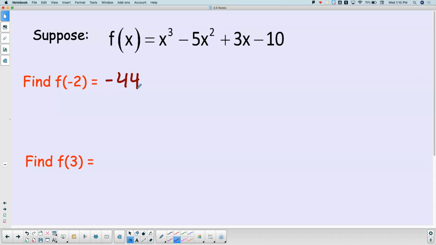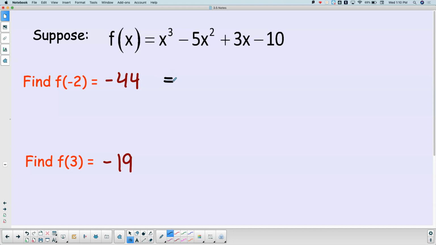Okay. F of 3. What do we get for f of 3? Carter, what'd you get? Negative 19. Anybody else get negative 19? Yeah. Too bad we don't have chance takers, because we'd have a lot of success then. So let's talk about how we actually did that.